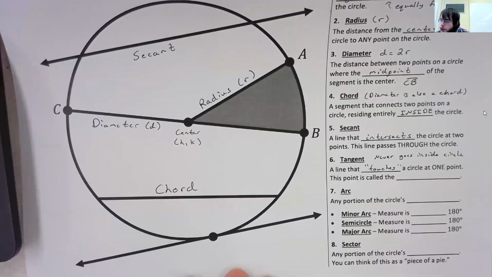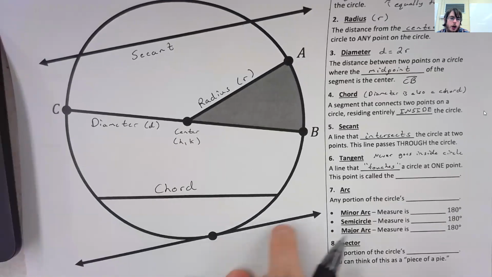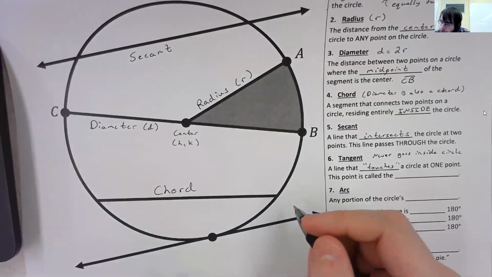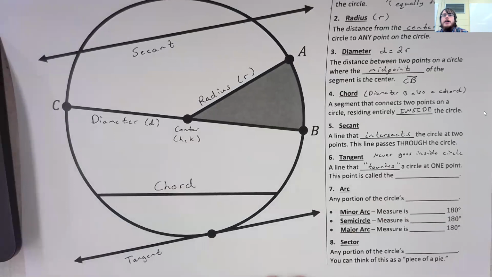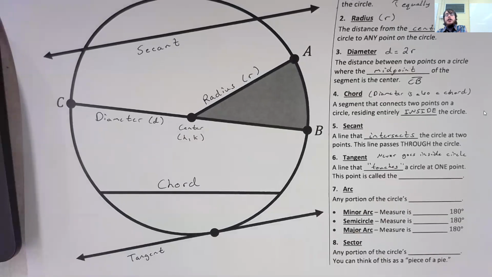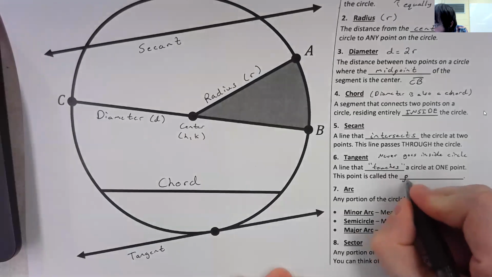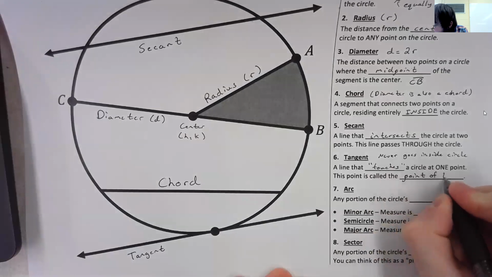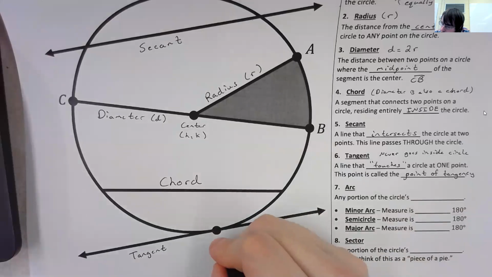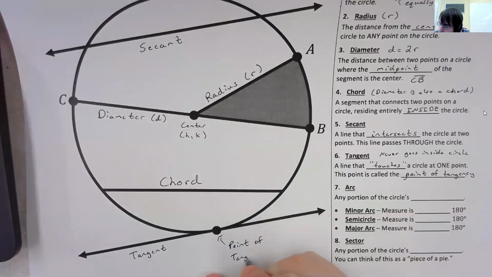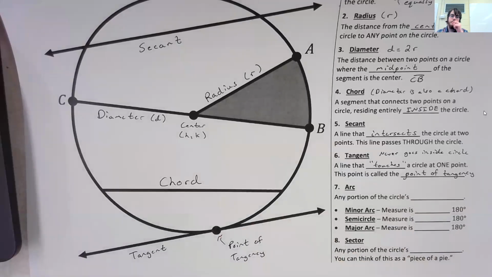So on this diagram, you should see down here that this line here only touches at this point here. So this would be your tangent. Now the point that the tangent touches the circle at also has a name, and that point is called the point of tangency. And so this point here is your point of tangency.